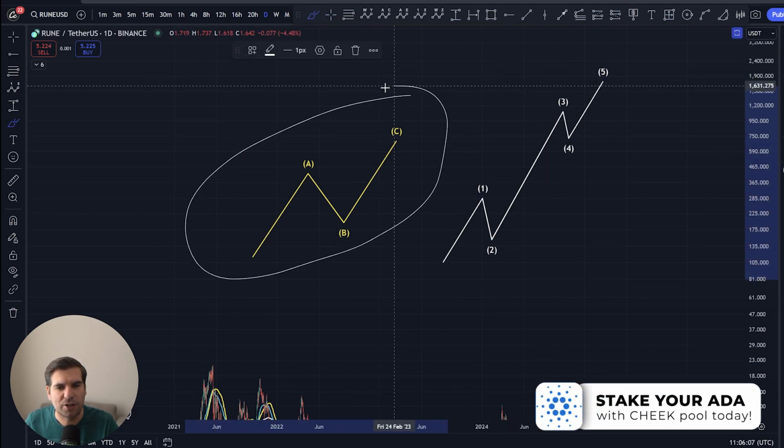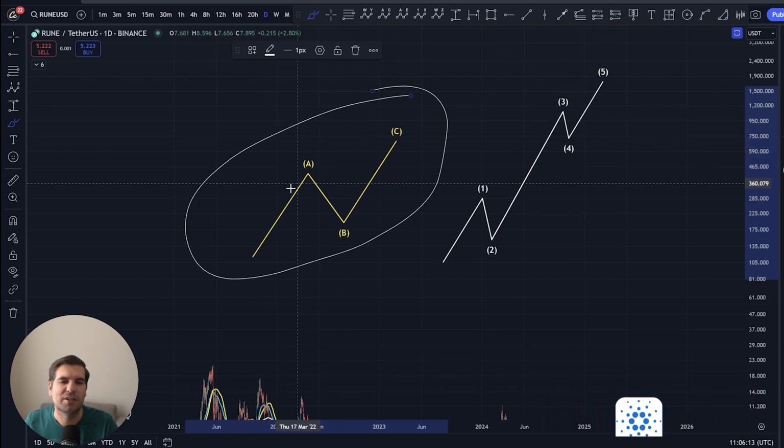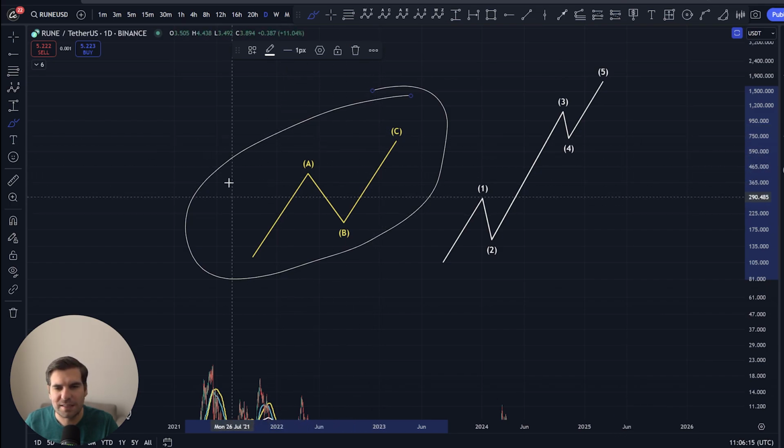A 3-wave correction like this would be deemed corrective. It goes in either direction. They call this a zigzag pattern. You can have a zigzag, you can have an inverted zigzag. For the most part, we just say ABC. It keeps it nice and easy. It goes in both directions, and they are corrective, as in they're short term, they're not a trend.